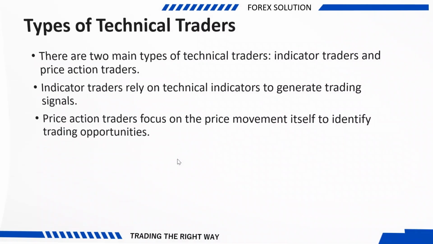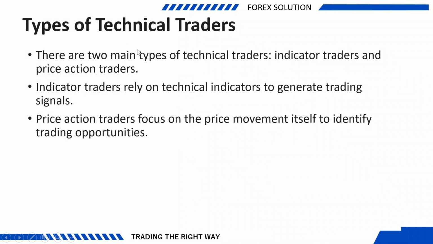Okay, I also mentioned two types of technical traders: the indicator traders and the price action traders. Indicator traders rely on technical indicators, and the price action trader focuses on price movement itself to identify trading opportunities.